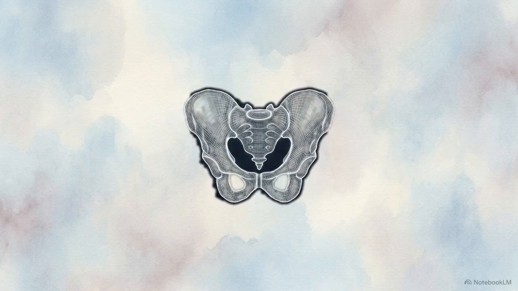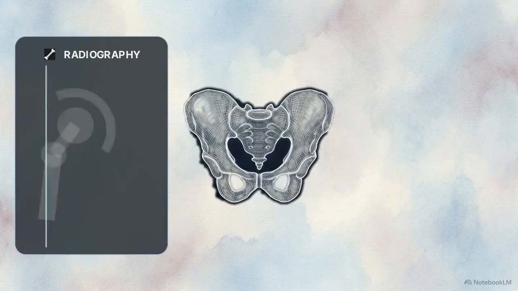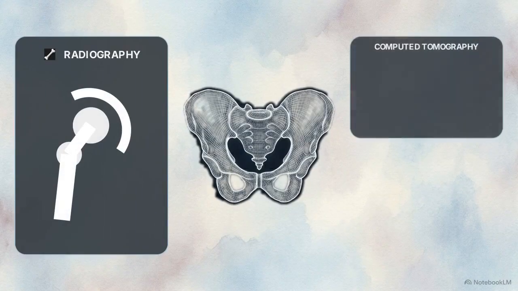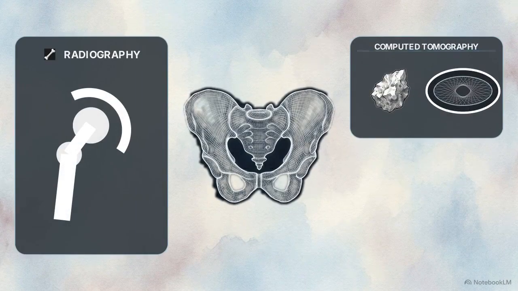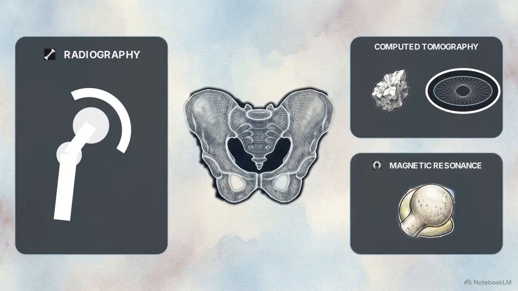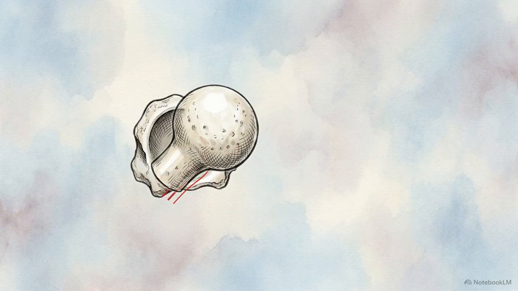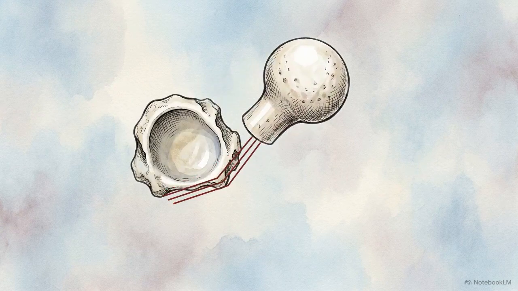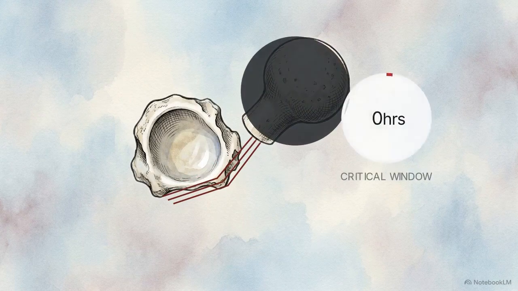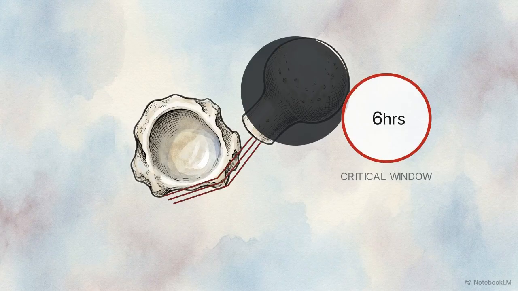Because these two kinetic profiles result in different patterns of damage, securing an accurate prognosis requires matching the specific pathology to a precise multimodal imaging protocol. High-energy trauma, such as a hip dislocation, represents a massive structural failure. These injuries carry an immediate risk of avascular necrosis, the death of bone tissue in the femoral head, if the joint is not reduced within a critical 6-hour window.